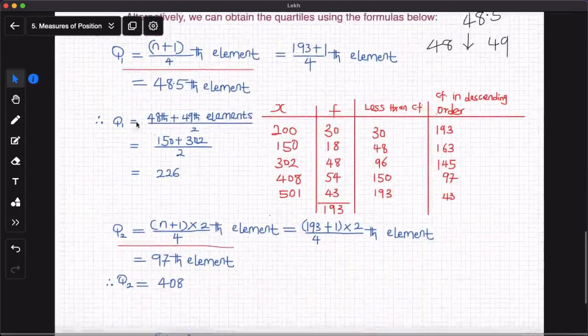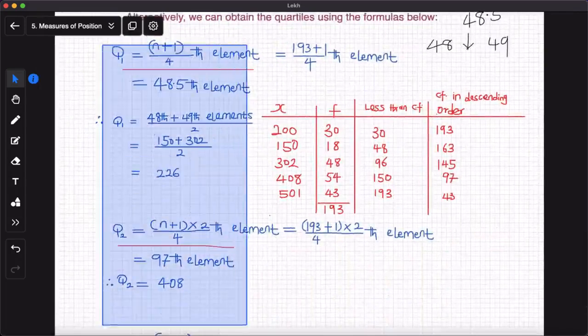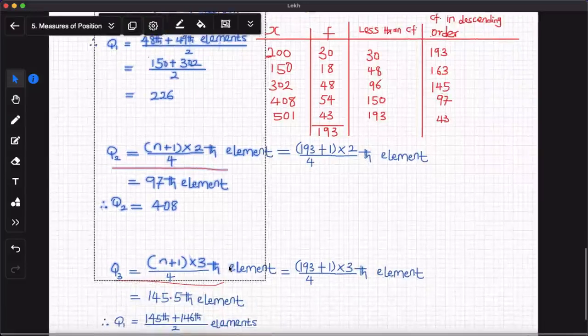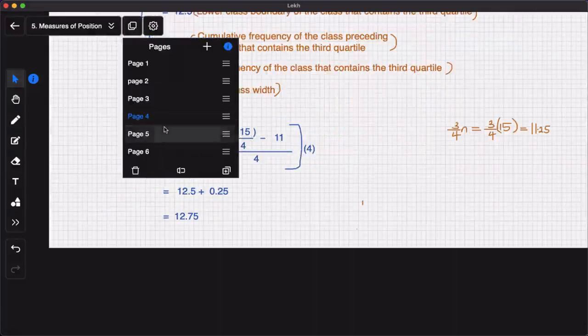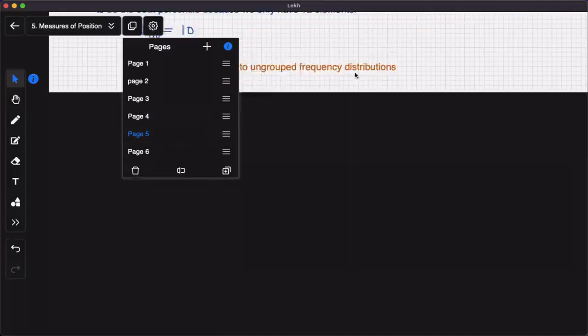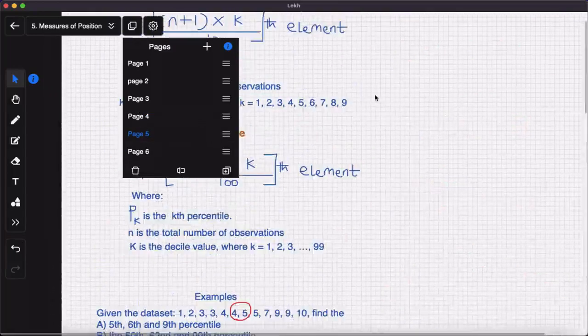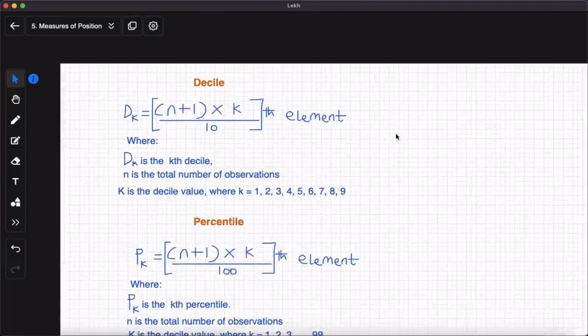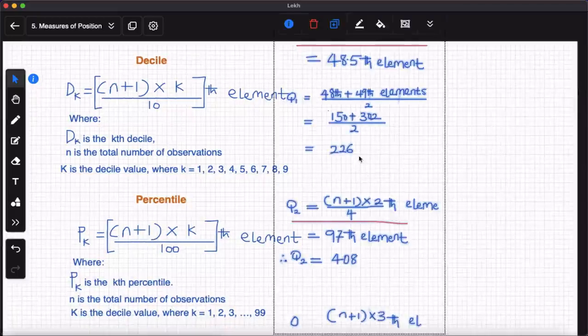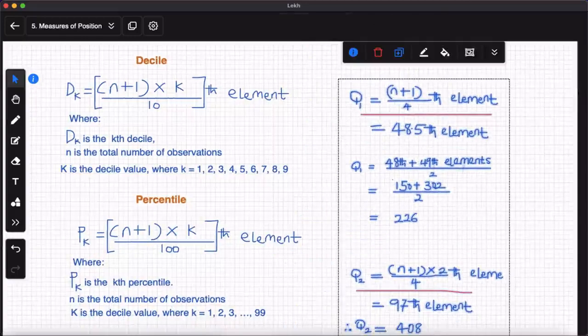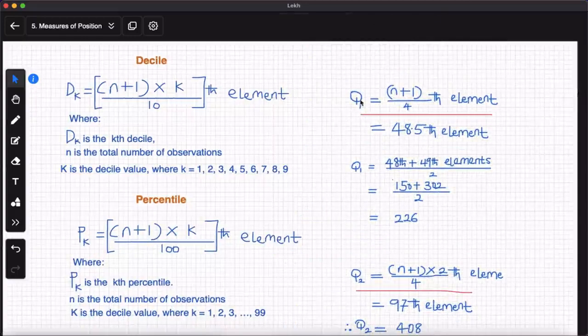Okay, let's copy that, and so we take the formula, we'll bring the formulas here. So let's see. Okay, so looking at the first quartile, we used 1/4. So you can see the similarity.